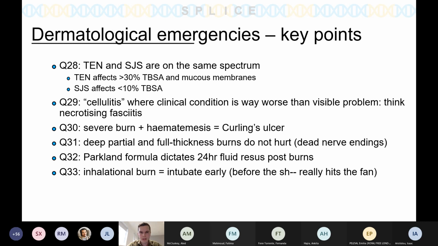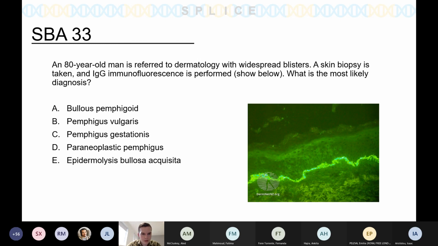Deep burns hurt less because nerves are killed off. The Parkland formula is what you use to work out how much fluid to give someone in the first 24 hours following a burn. And then inhalational burns warrant early intubation. Okay. Now on to blistering disease.